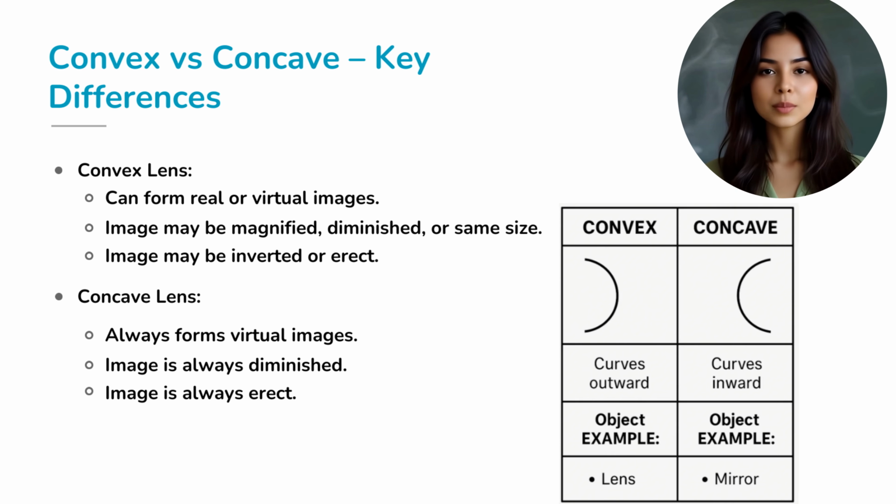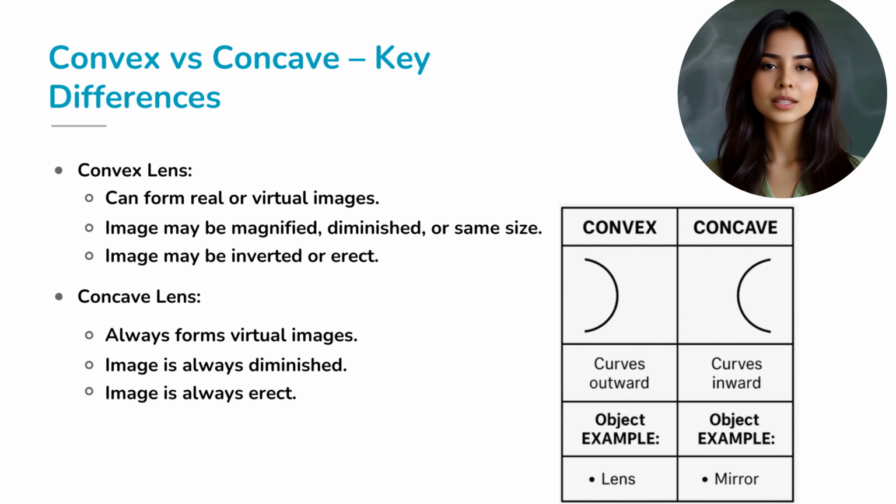Alright students, it's comparison time: convex versus concave. Let's see their key differences side by side. First, the convex lens. It can form both real images that can be caught on a screen and virtual images that only appear to the eye. The size of the image can vary, sometimes magnified, sometimes diminished, or sometimes the same size as the object. And the orientation? It may be inverted or erect, depending on where the object is placed. Convex lenses are versatile, they love variety.